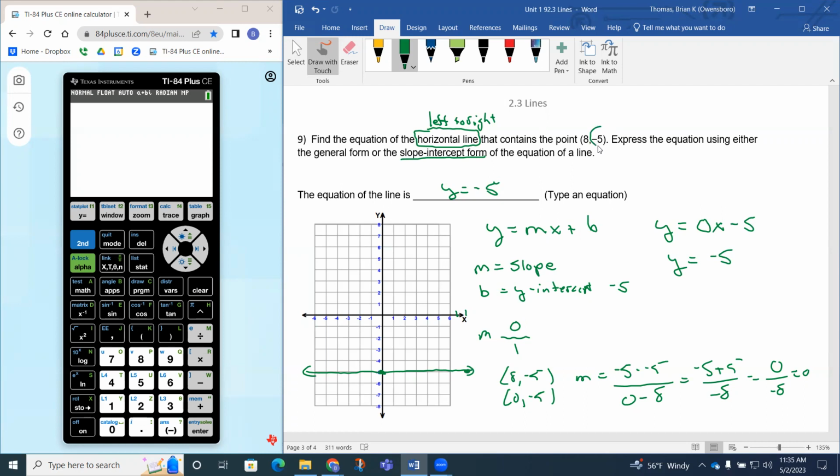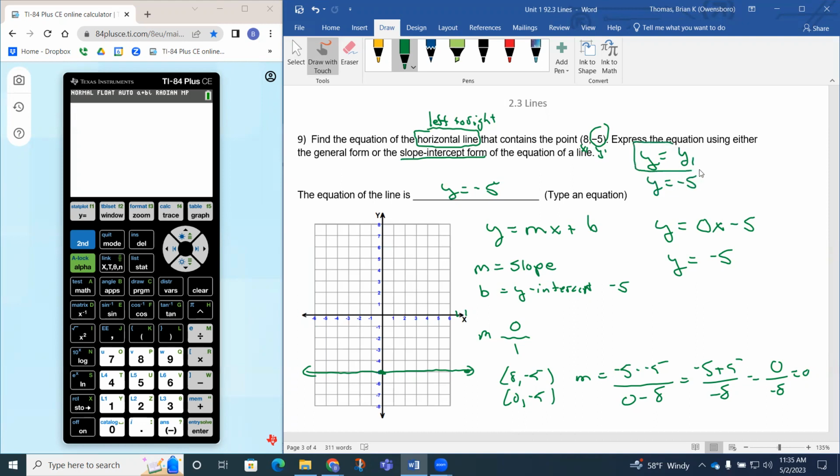So what we pick up on is that a horizontal line is going to be depicted by the y value of the ordered pair. So the shortcut is the horizontal line is just going to be y equals the y value. In this case, if we call this x1, y1, y is going to equal the y1 value. So in other words, y would equal this -5.